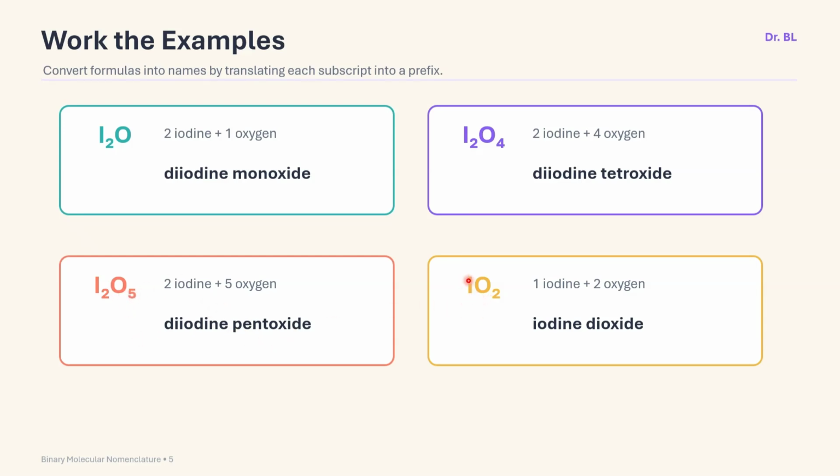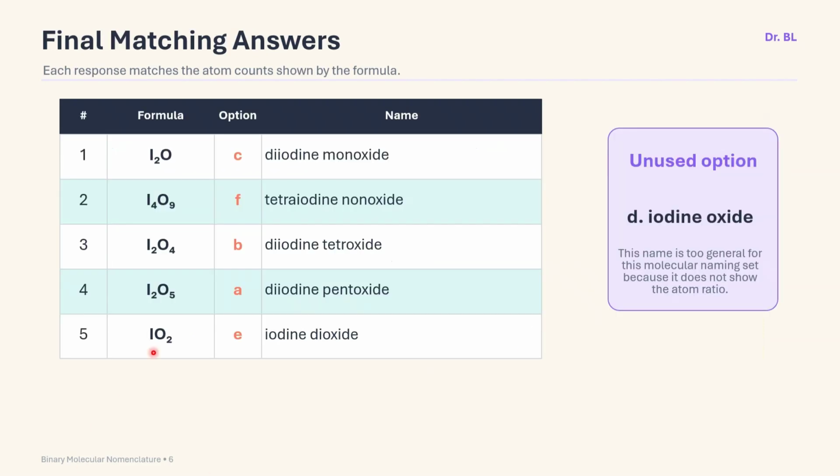IO2, here only one iodine atom, but we should omit the mono prefix only for the first nonmetal. So let's simply use iodine dioxide. So these are the worked examples. Again, diiodine monoxide, tetraiodine nonoxide. Nona is the prefix for the nine atoms, and diiodine tetroxide. This is diiodine pentoxide, iodine dioxide.